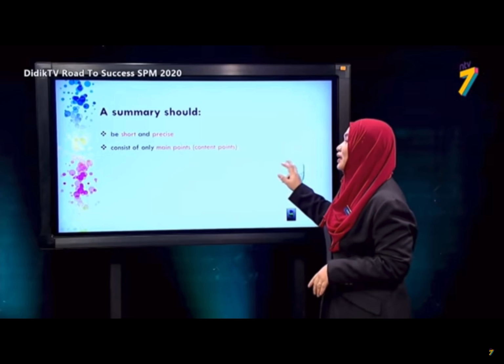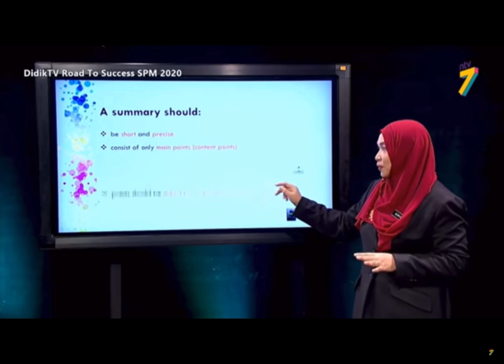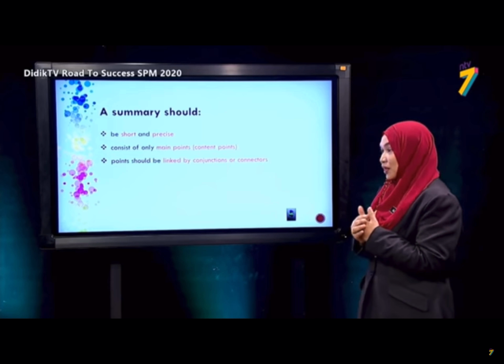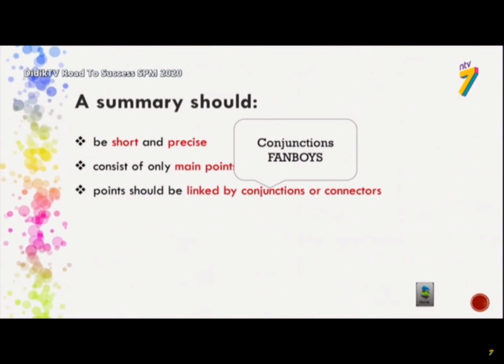A summary should be short, precise and accurate, and consist only of main points. We don't want any examples or elaborations, just straightforward. And you can get marks for language if you use conjunctions or connectors. What type of conjunctions? You can use FANBOYS. So this is the formula for conjunctions.